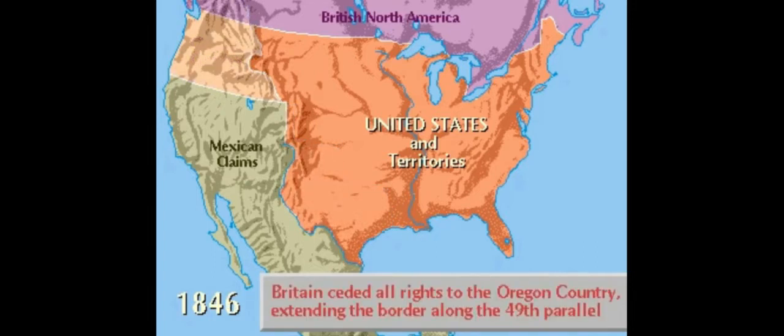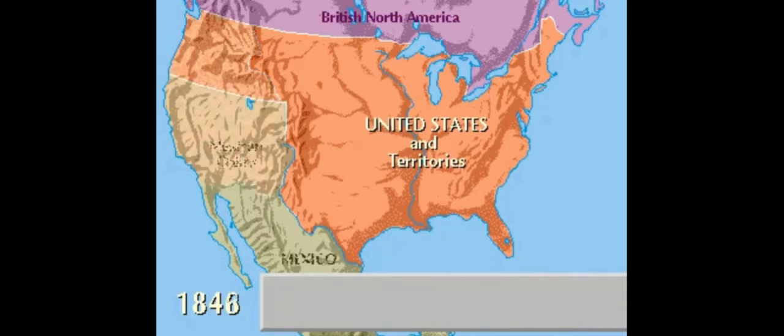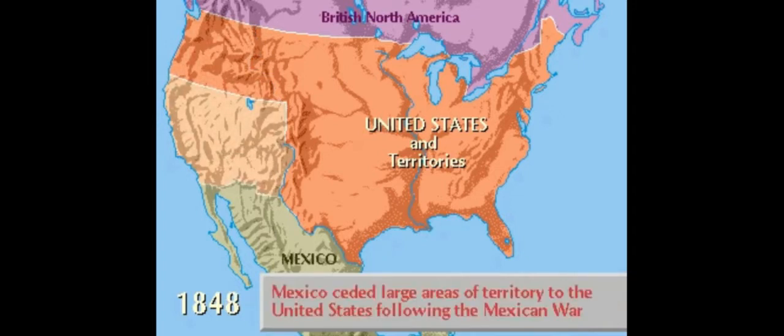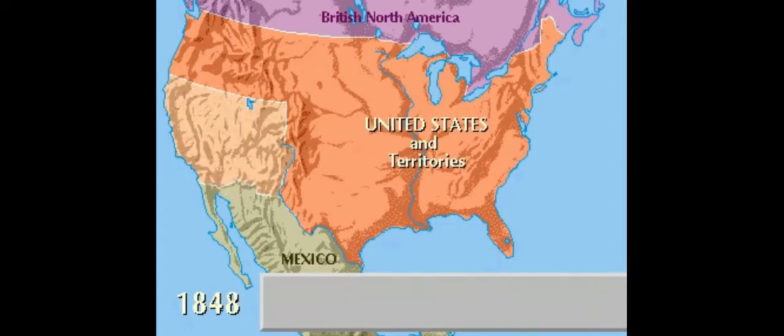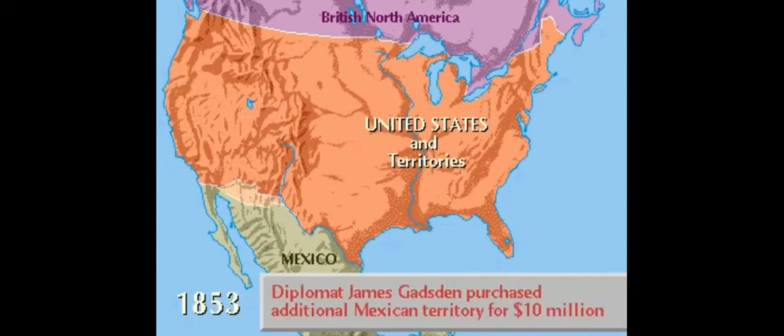American settlers moved into Oregon Territory, causing border disputes. Rather than risk war in 1846, the border was extended along the 49th parallel as it is today. But to the south, war erupted between Mexico and the United States over the Texas border. Mexico lost and relinquished all claims north of the Rio Grande River, as well as New Mexico and California. Diplomat James Gadsden purchased additional Mexican territory for $10 million in 1853, establishing the present-day boundary.